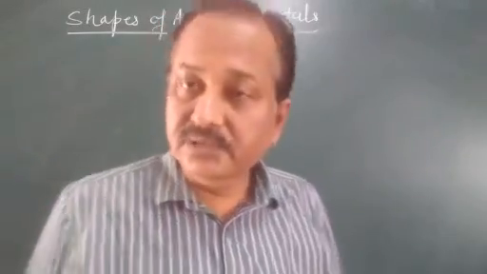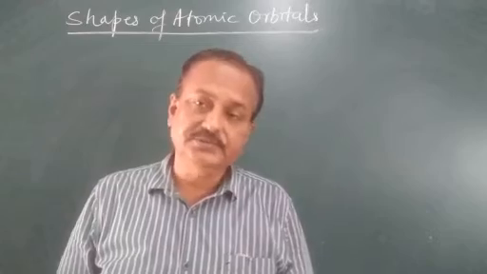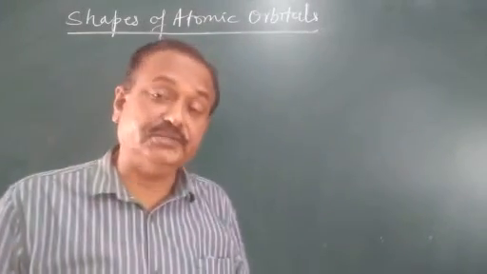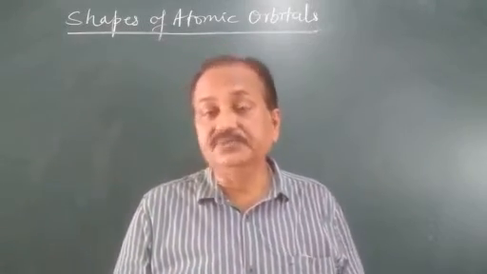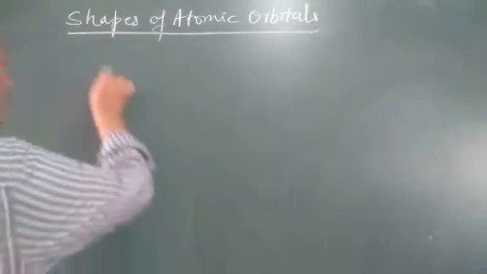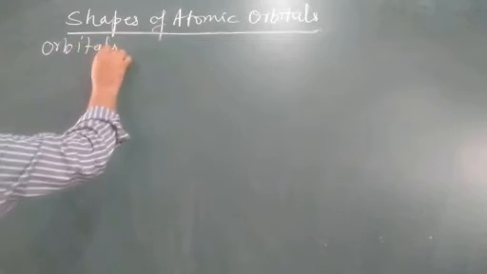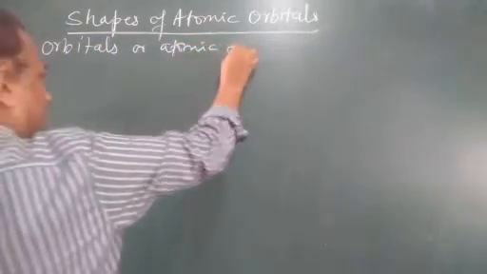Now children, you will see about the atomic orbitals and their shapes. So atomic orbitals, actually they are the three-dimensional region or the space in the nucleus in which the chance of finding of an electron is maximum. So see first the definition. So orbitals, they are also called as atomic orbitals.